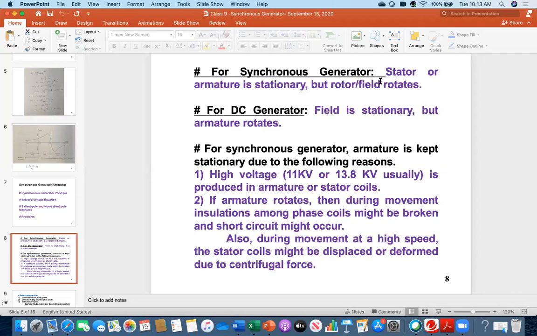For synchronous generator, I have written stator or armature is stationary, but rotor slash field rotates. And here I have written the opposite thing. Field is stationary, but armature rotates. So why is this the arrangement? Why is it opposite? Soon I will explain. So let me take you to the whiteboard for a moment.